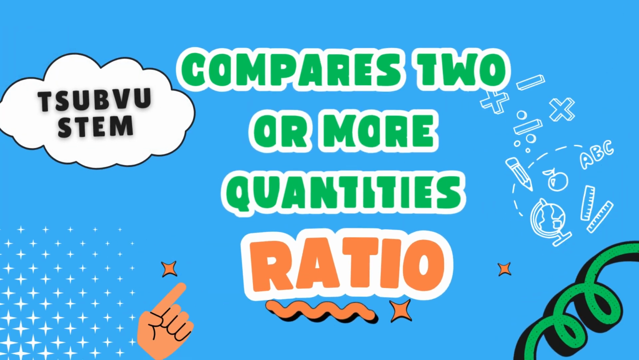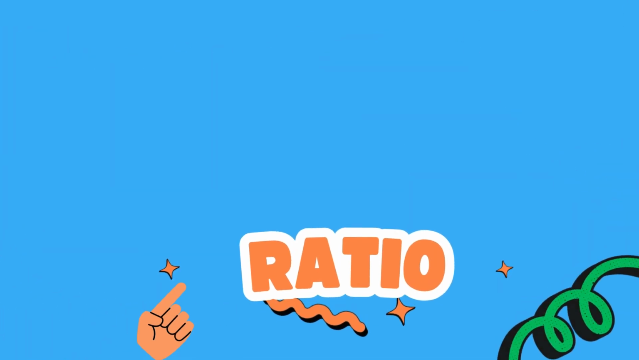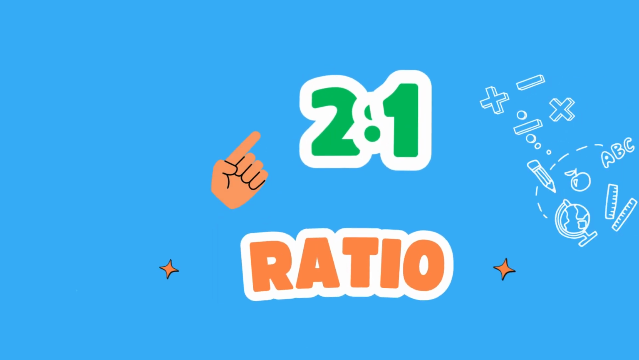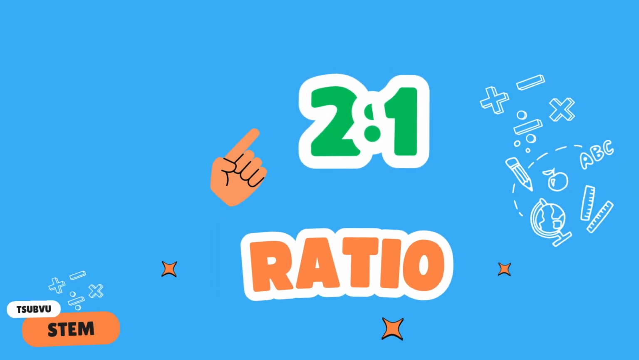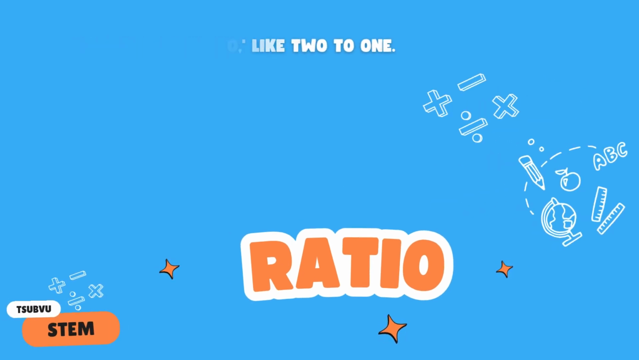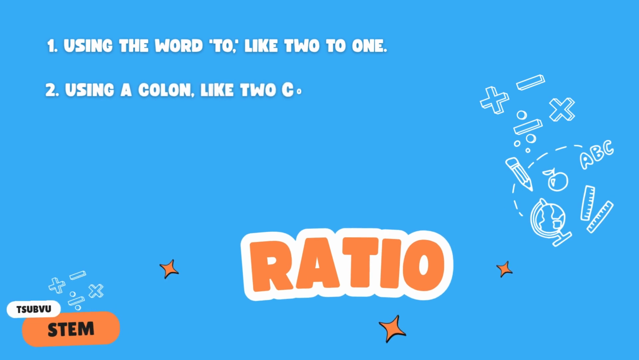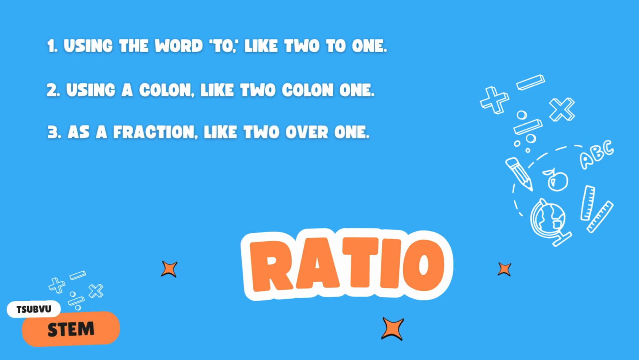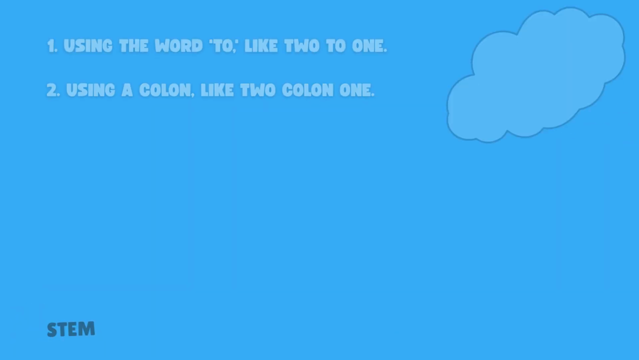A ratio compares two or more quantities. For example, if a recipe calls for 2 cups of flour and 1 cup of sugar, the ratio of flour to sugar is 2 to 1. Ratios can be written in 3 ways. 1. Using the word to, like 2 to 1. 2. Using a colon, like 2:1. 3. As a fraction, like 2 over 1.